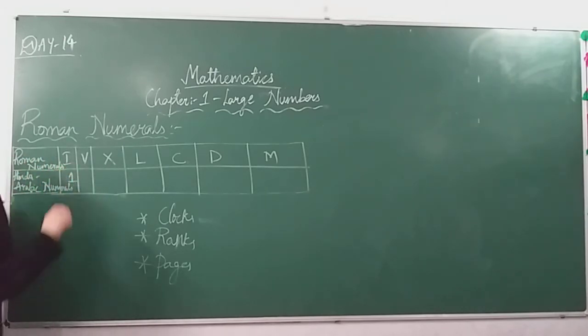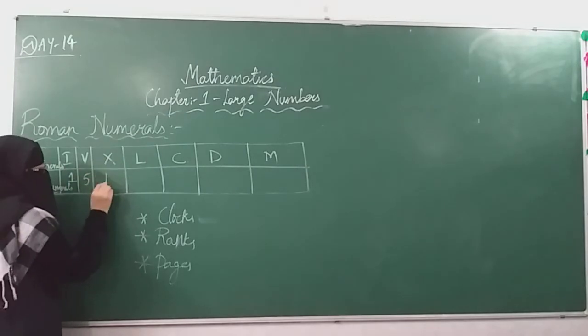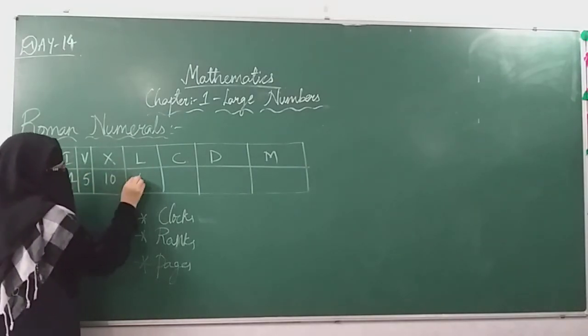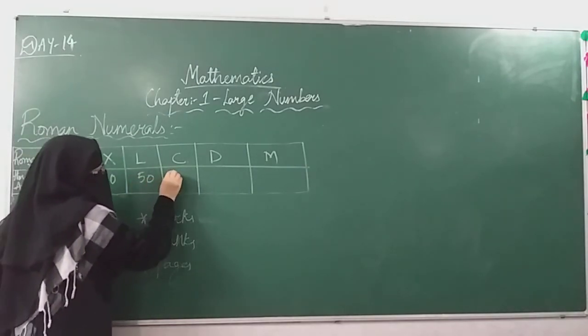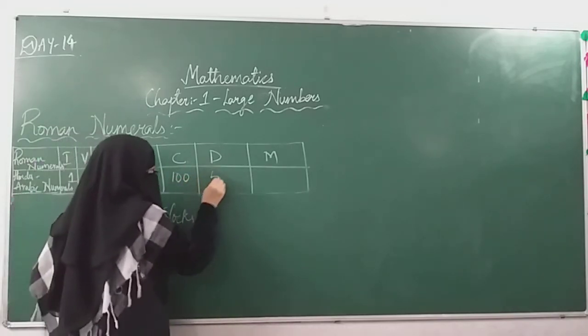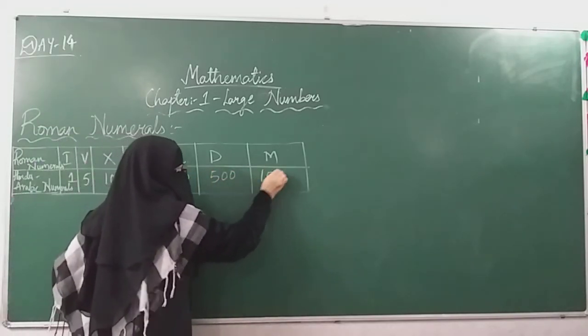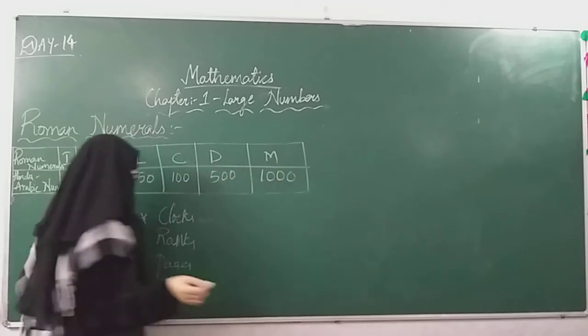I stands for 1. V stands for 5. X stands for 10. L stands for 50. C stands for 100. D stands for 500. M stands for 1000. Okay.